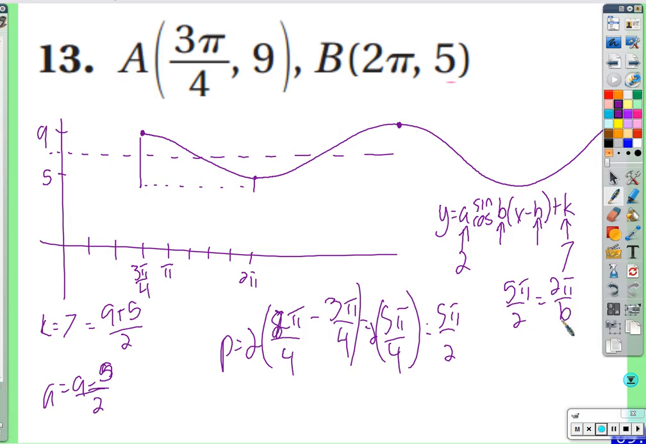We solve for b. How do we solve for b? Multiply by b to cancel b, and then multiply by 2. But if we just do it all at once, we multiply by the reciprocal of 5 pi over 2, multiply by 2 over 5 pi. Cancel. 2 over 5 pi times 2 pi gives 4 pi over 5 pi. We cancel the pi. So b is 4 over 5.